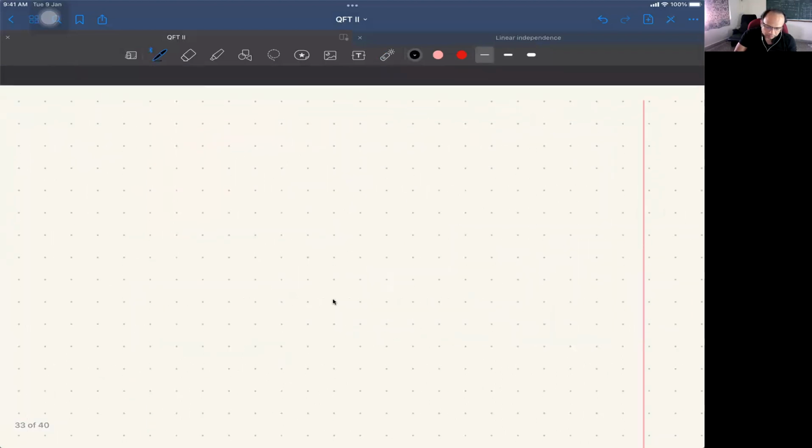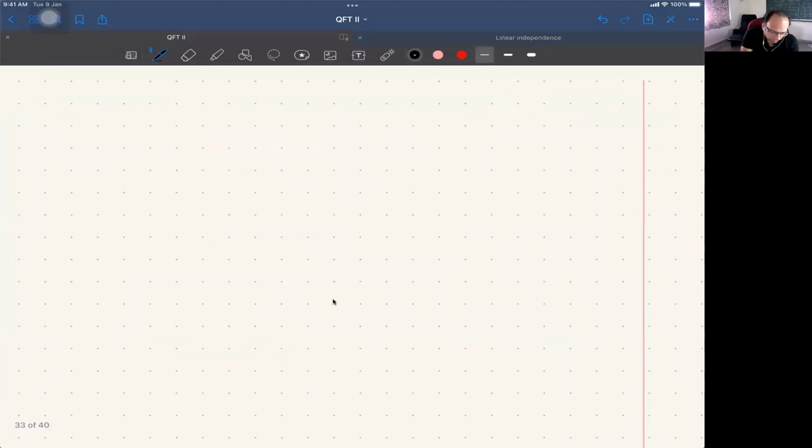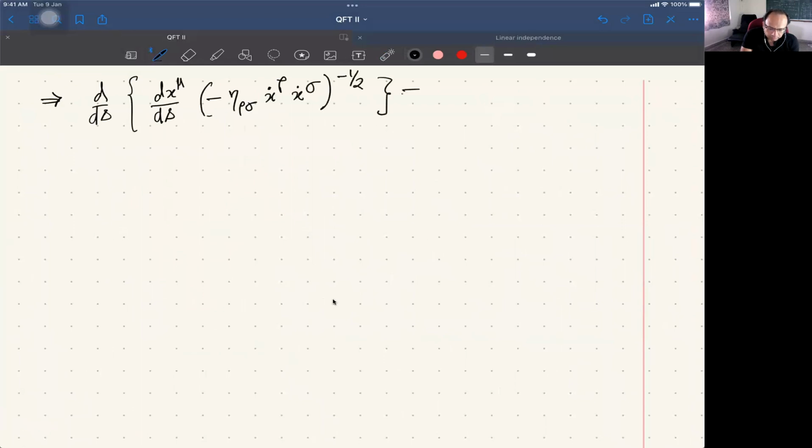And that gives you the equation of motion, that gives you the condition d/ds of dx^μ/ds times minus η_ρσ ẋ^ρ ẋ^σ to the power minus half is equal to 0. Now you can show that this object is nothing but dx^μ/dτ. Show.